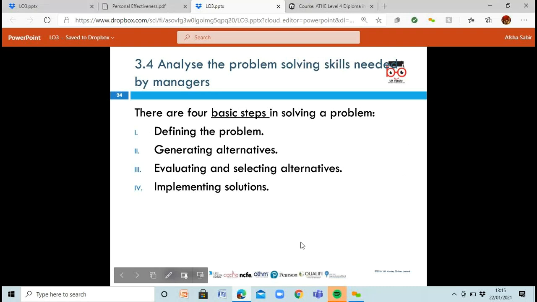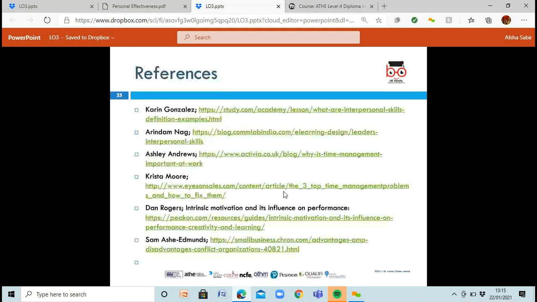And then there are 4 basic steps to summarize in solving a problem. Define the problem, generate any alternative ideas, evaluate and select alternative ideas, and implement the solutions. So you're finding out what the problem is, figuring out any other ways you can sort it out or any other systems you can put into place, then evaluating and selecting them. You're seeing whether this alternative will actually work, or whether it's going to create more problems. And then actually putting them into place.